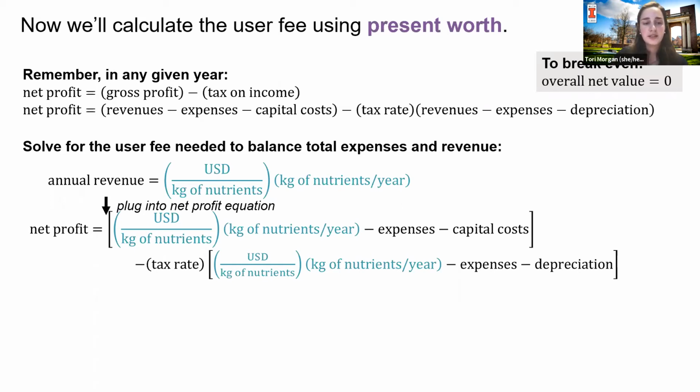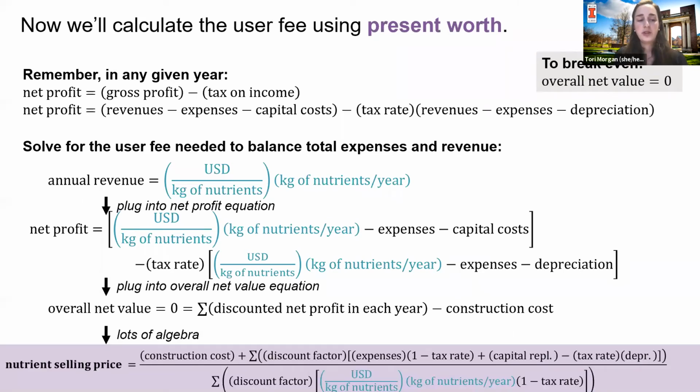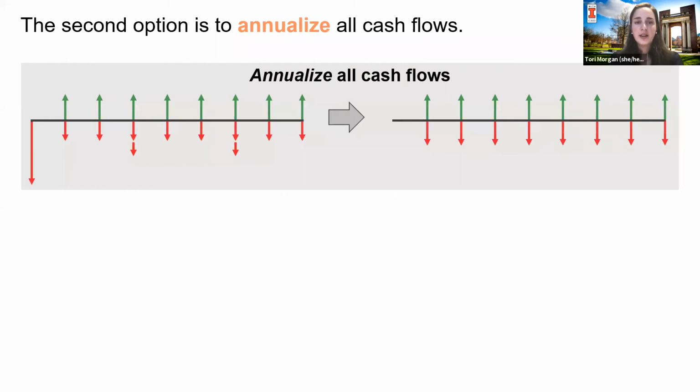You can see the annual revenue is similar. What's different is, in blue, you can plug the annual revenue into net profit and then plug the net profit into your overall net value. Again, with algebra, you can find your nutrient selling price, which is in the document that we've provided. Next slide. That was the first option, finding present worth.